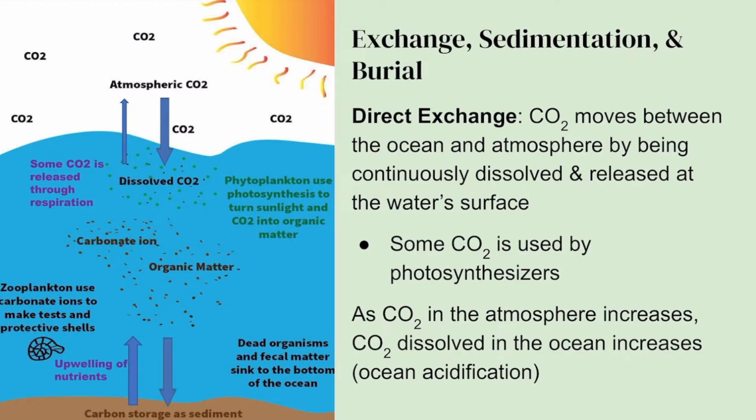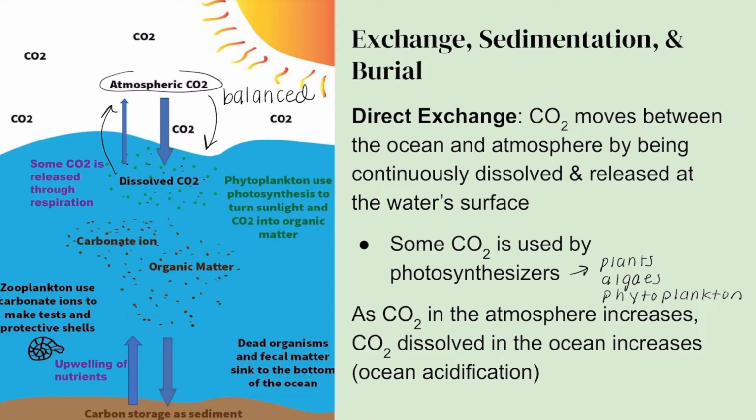So in this diagram, we can see atmospheric CO2 is dissolved into the water, and dissolved CO2 is released back out into the atmosphere. Similar to photosynthesis and cellular respiration, these are balanced processes, so they occur at the same time. There's no net increase of atmospheric CO2 and dissolved CO2 in a natural situation. Some of the CO2 that enters the water is used by photosynthesizers. These are aquatic plants, algae, and also phytoplankton.